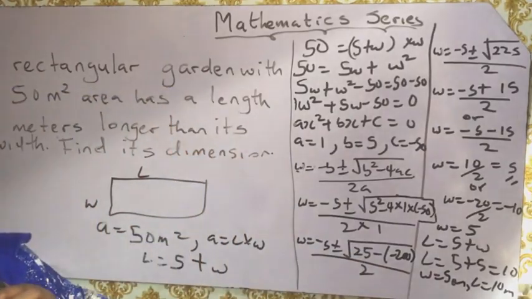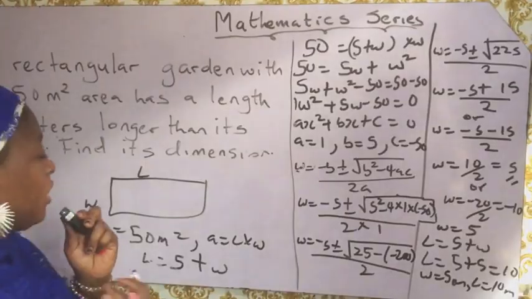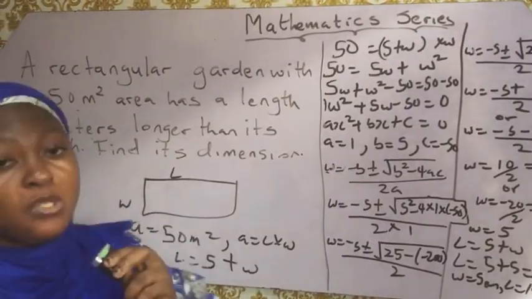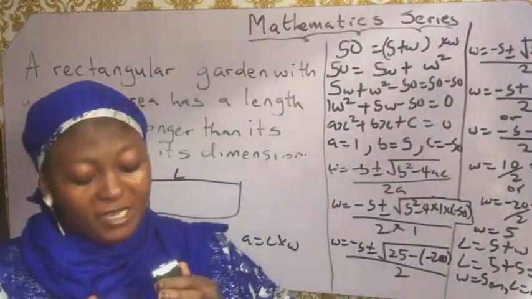To cross-check our answer, the area of a rectangle is length times width. So that is 10 times 5, which also gives us what we have here, 50 meters square, which shows we are absolutely correct. Thank you for listening.